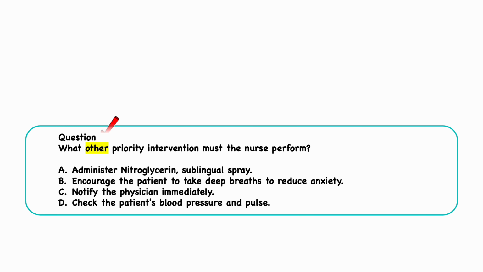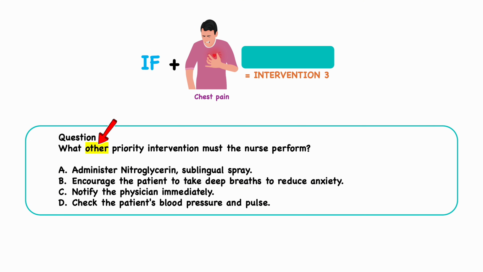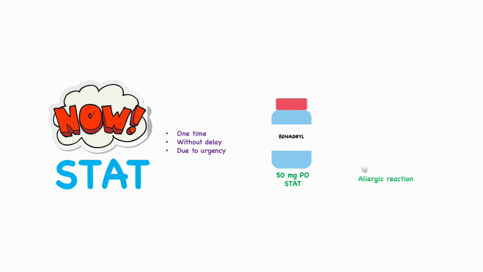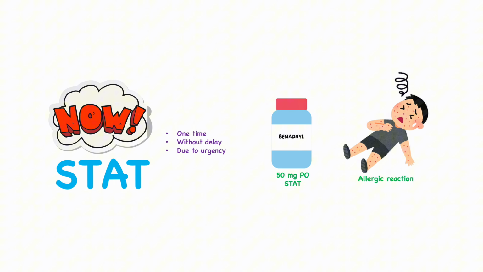Question 2. What other priority intervention must the nurse perform? Since one intervention is still left in the protocol, the correct answer is letter A. Administer nitroglycerin sublingual spray. When a stat order overrides the protocol: a stat order is a one-time, immediate order given due to the urgency of the situation. If a stat order is present, it takes priority over the protocol.